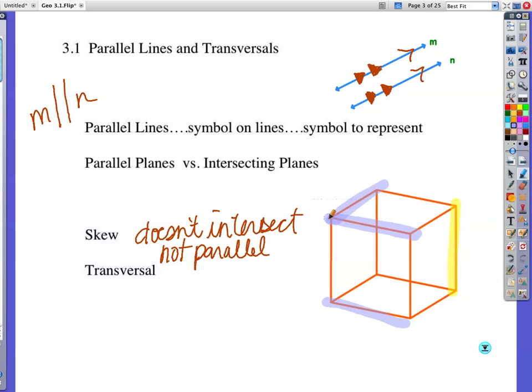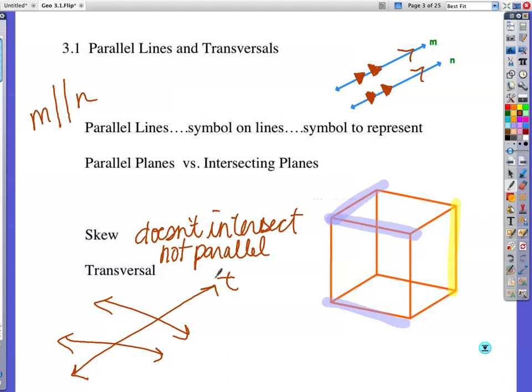All right, and a transversal. Transversal means that a line is going to intersect two or more lines. Okay, so if I have two lines, woohoo and woohoo, then I'm going to have a transversal. And generally, I mark it with a T. Mark it with the T to show that it's the transversal.